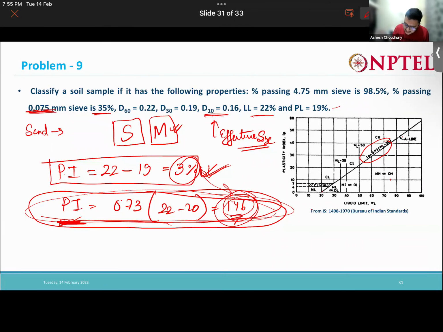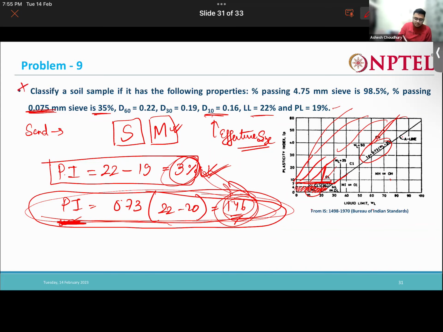No. See, this equation you can only use in this part, above this line. Below this line, between 4 to 7, like in this part, if our plasticity index is 3%, it is below 4%, so it is 100% clay. It is written here C, it is written here M. So it will be 100% C. You cannot say from this equation.